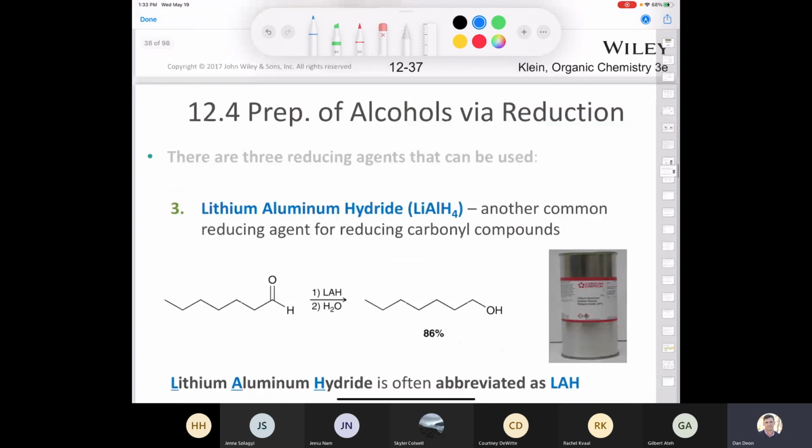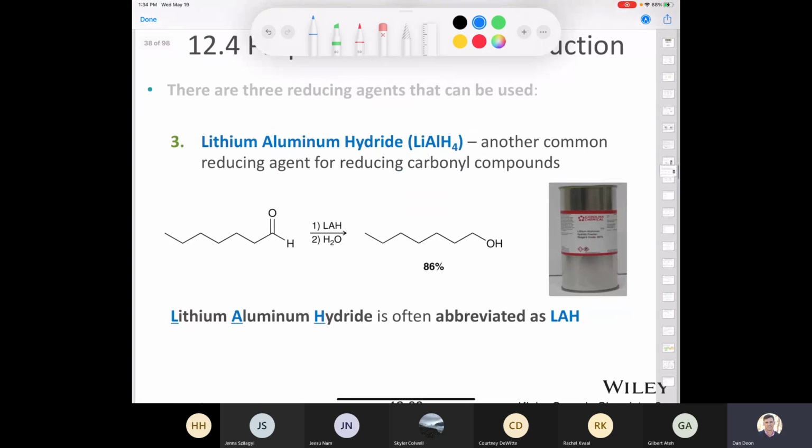Well, I promised you a third way to reduce a carbonyl. First we looked at hydrogenation. Next, we looked at reduction using sodium borohydride in methanol, ethanol, or water. And the third one is using lithium aluminum hydride. This over here is a can of lithium aluminum hydride, LiAlH4. Now, you notice it's in this airtight can.